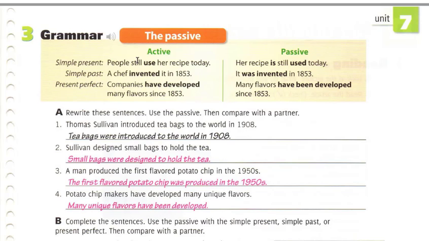Present perfect, active: Companies have developed many flavors since 1853. In passive: Many flavors have been developed since 1853. Here, in present perfect, we have the auxiliary word have in both active and passive. Only in passive, we add the verb be in its passive form as been. So it's many flavors have been developed since 1853.